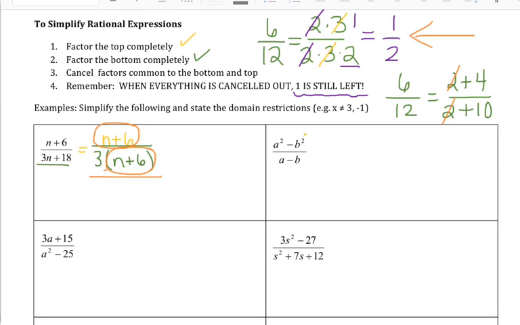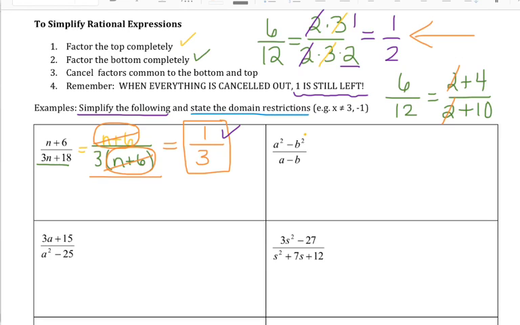And when I do that, kind of like you saw in the 6 divided by 12, I am going to have a 1 remaining in the numerator and a 3 remaining in the denominator. So my solution to this simplified is 1/3. Now there is another part to this problem, and it says not only to simplify, which is what we did here, but also to state the domain restrictions.